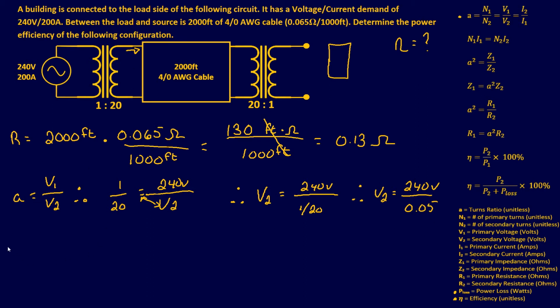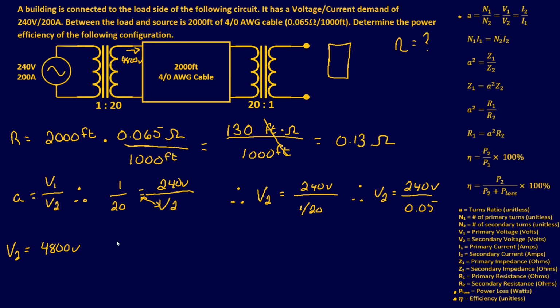So if you plug and chug that in your calculator, your V2 is going to give you 4,800 volts. It's a lot of volts. So we'll put that right there, 4,800 volts, if you could see that. But we want to determine our current. Well, that's actually using the same equation, just in a different way.